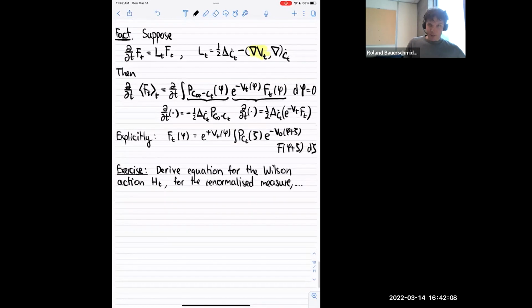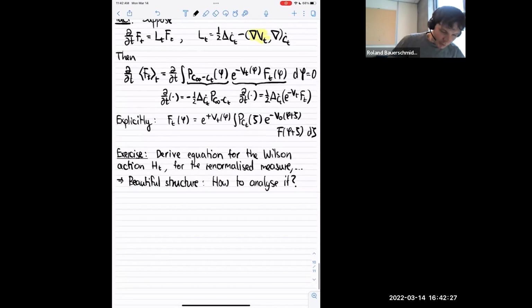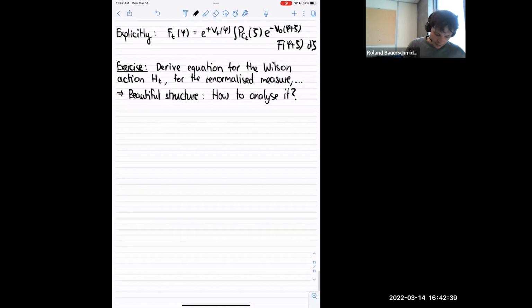So I've already mentioned the upshot. It's a beautiful structure. How do we analyze it? And before explaining some of this, there's a point I need to discuss, which I have swept under the rug so far, which is the topic of rescaling. So maybe it's a remark.